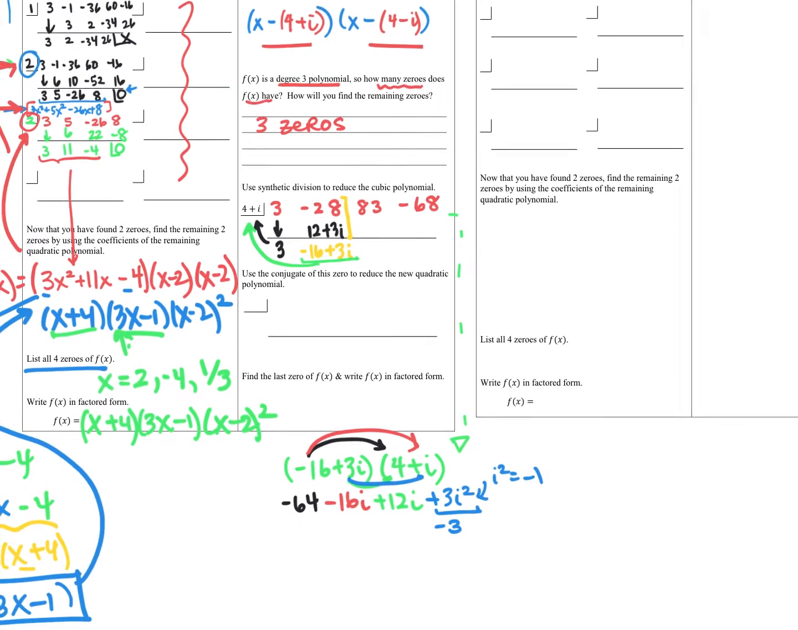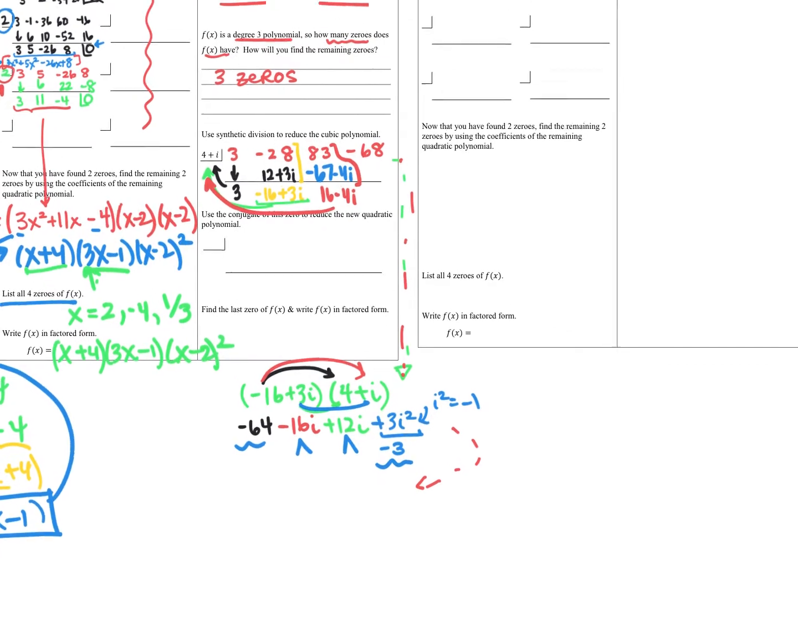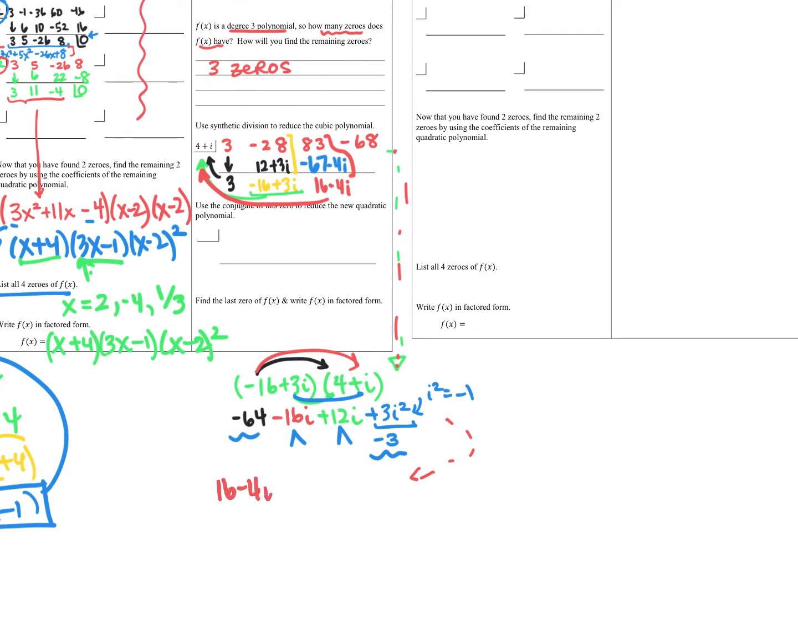So what that leaves us with is a -67, since -64 minus 3 is -67. And then we have -16i plus 12i, that's going to be a -4i. Okay, and we'll combine those together back in that synthetic division. And so 83 minus 67 is going to be 16, and we'll have -4i. Then we're going to multiply that again by 4 plus i. I'm going to go down and multiply that. So we're going to have that 16 minus 4i times 4 plus i.